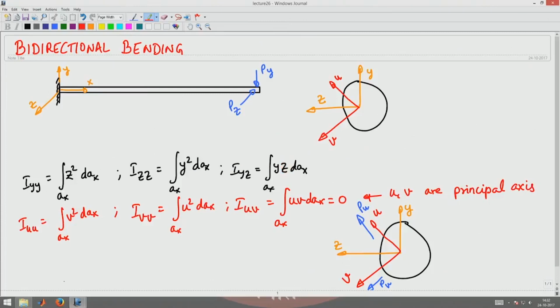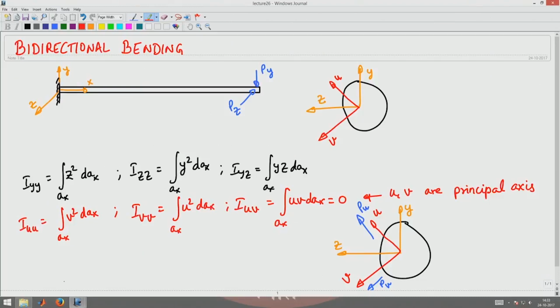We saw how to compute these moments of inertia, and then we said that since the cross moment of inertia Iyz flips sign when the coordinate system rotates by 90 degrees, there will exist an orientation wherein it will go to 0. We define such an oriented axis, wherein the cross moment of inertia is 0, as the principal axis for the cross section, similar to the principal planes and principal directions that we have for stresses and strains.